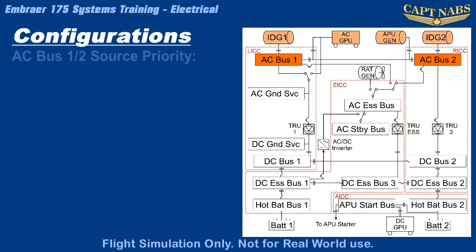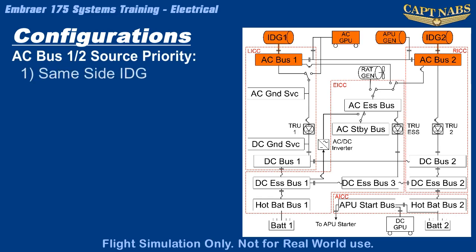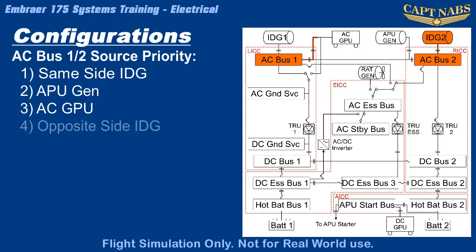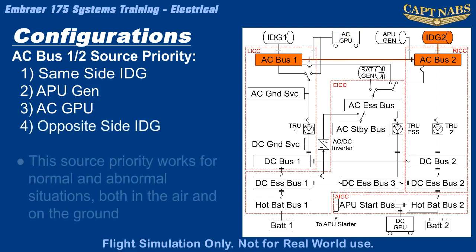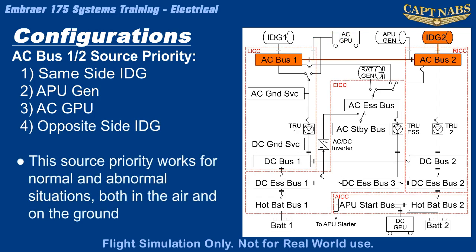The priority of power sources for the main AC buses is as follows. The same side IDG, such as IDG1 feeding AC Bus 1. If an IDG is offline due to a failure or even an engine shutdown, the next choice is the APU generator. If the APU generator is unavailable, the GPU will be used if available, and the button is pushed in. If neither the APU or GPU are available, then the offside IDG, if operating, will be the power source. This priority serves well for both normal and abnormal operations in flight and on the ground.